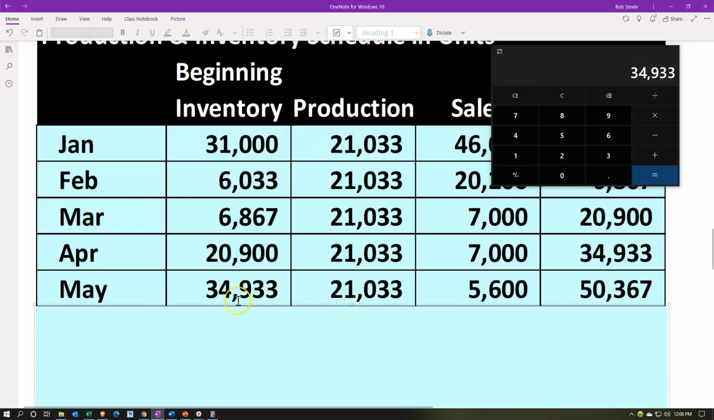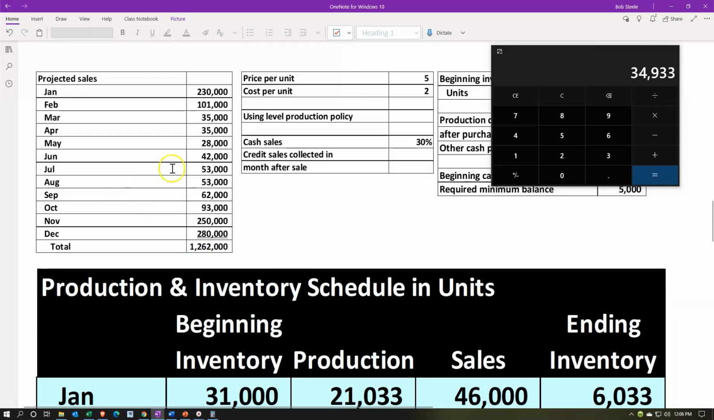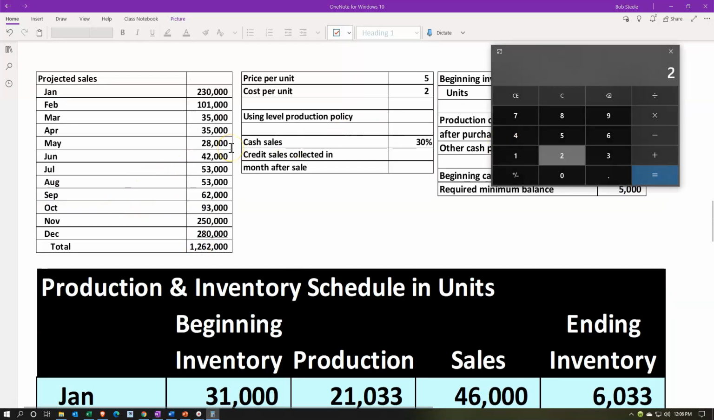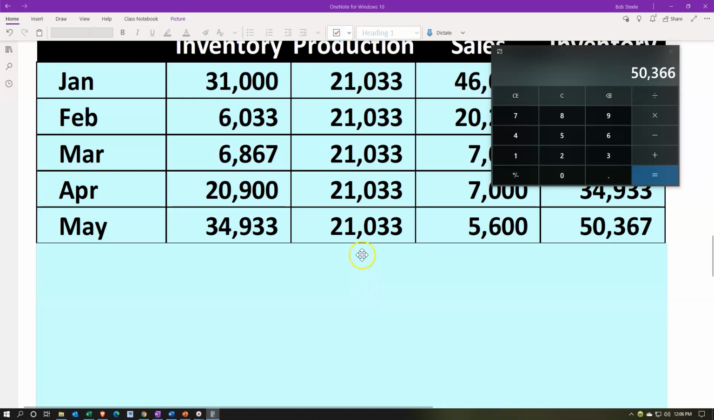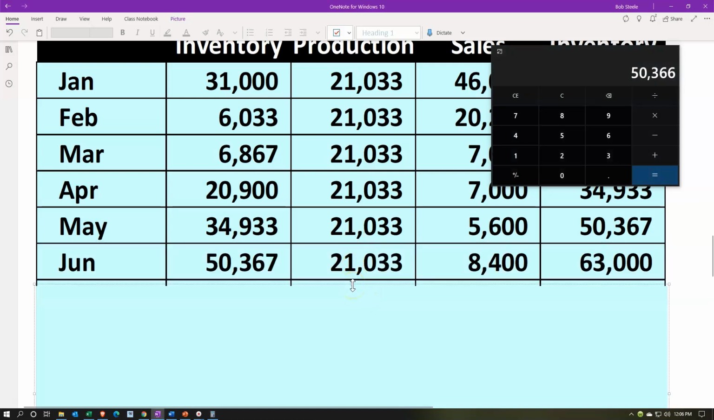Then in May, we're going to start once again with that 34,933. We're now really increasing our inventory holdings because we're going to go through the real dip in our sales numbers now, and then it'll pick up at the end of the year. 21,033 for the production, same. Sales now for May have dropped to 28,000. So we're going down to the lull, the bottom point, divided by 5 per unit. That means we're going to only sell 5,600 units. If we have the 34,933 plus the 21,033 minus the 5,600 we're going to sell, we're at the 50,366. That'll be our beginning balance for June.